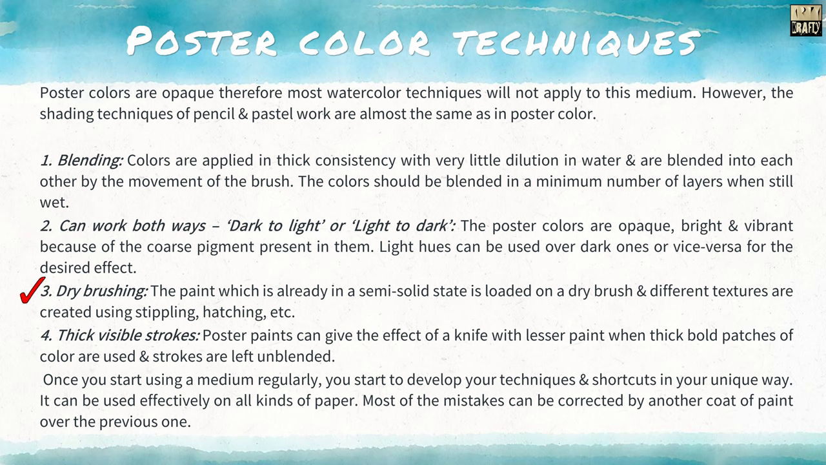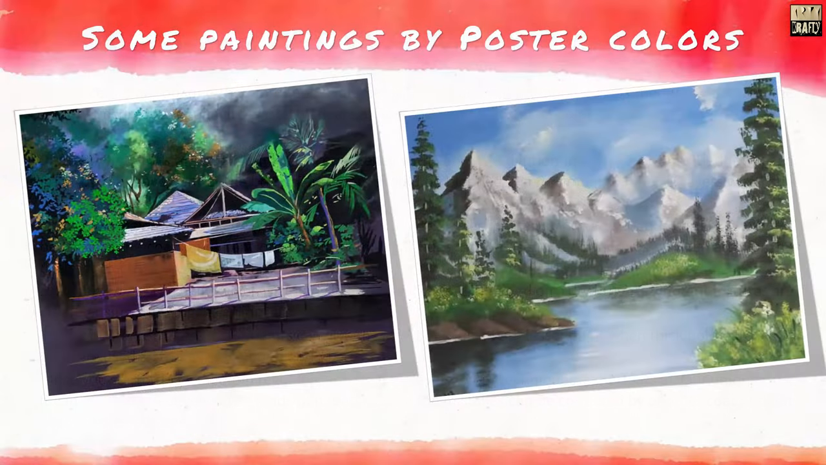Third, dry brushing. The paint which is already in a semi-solid state is loaded on a dry brush and different textures are created using stippling, hatching, etc. Thick, visible strokes. Poster paints can give an effect of a knife with lesser paint when thick, bold patches of color are used and strokes are left unblended. These are the two examples of paintings done in poster colors.